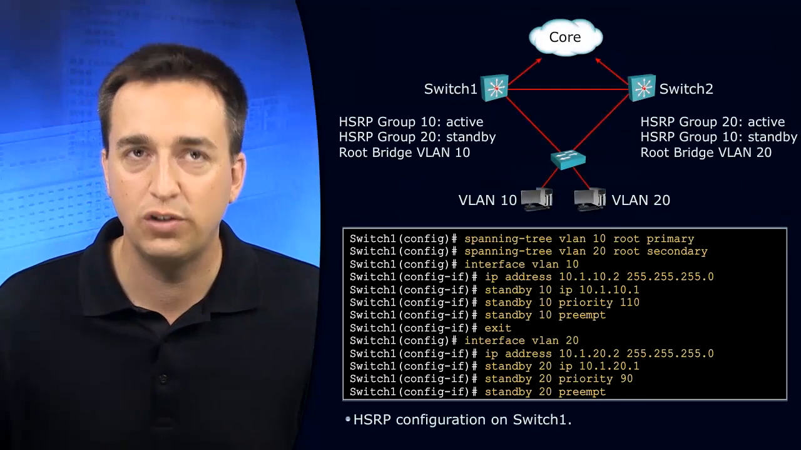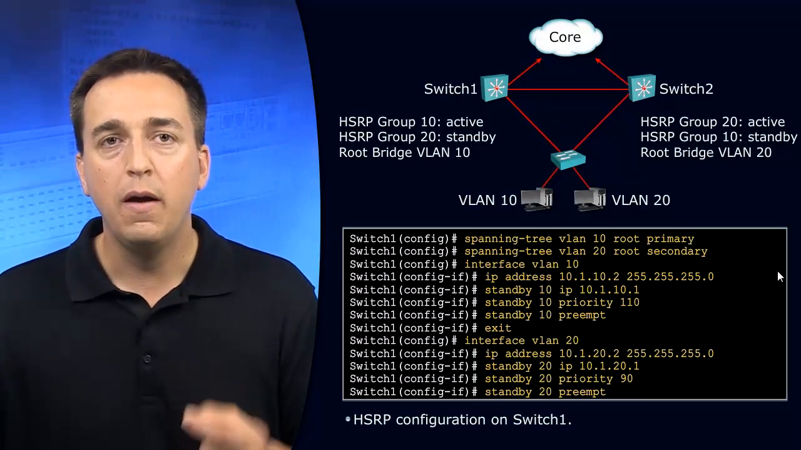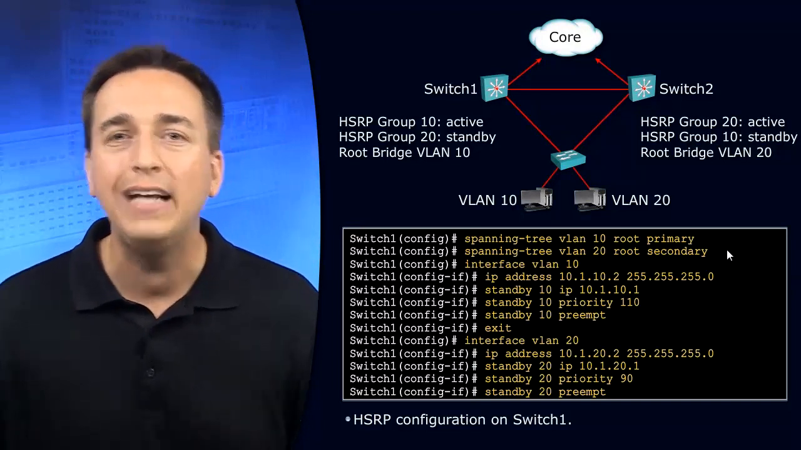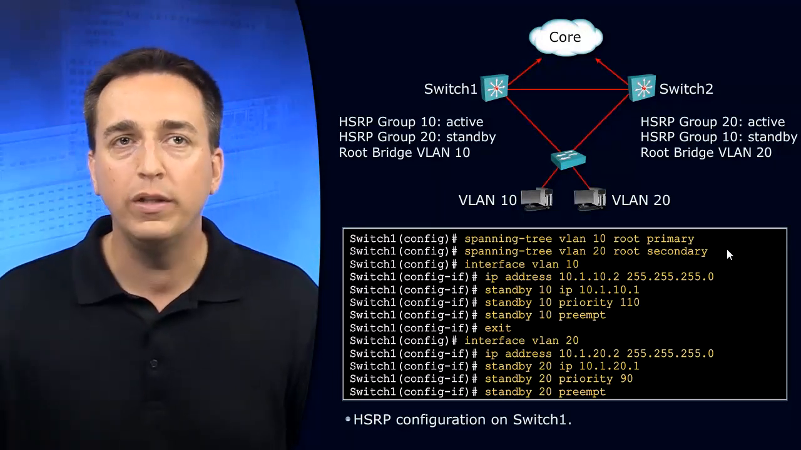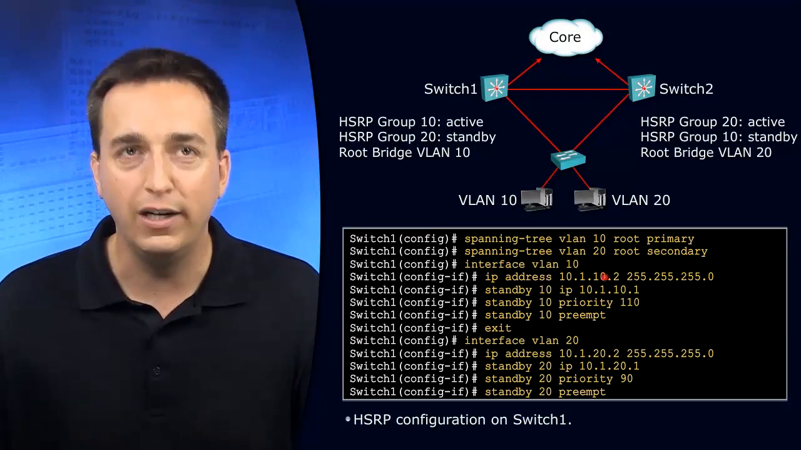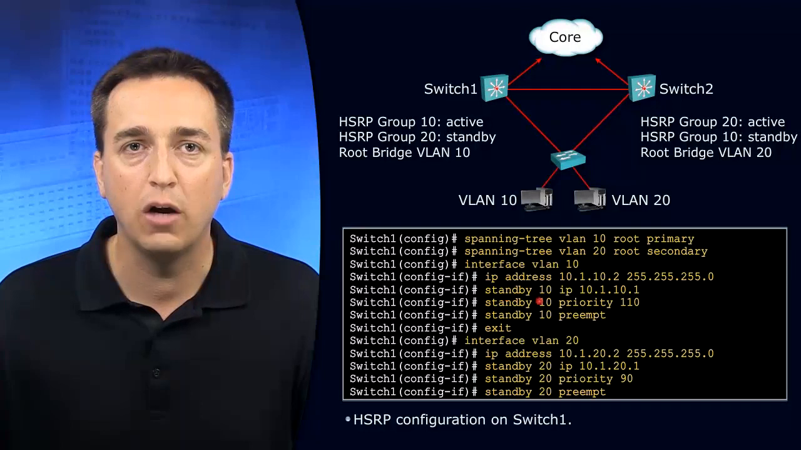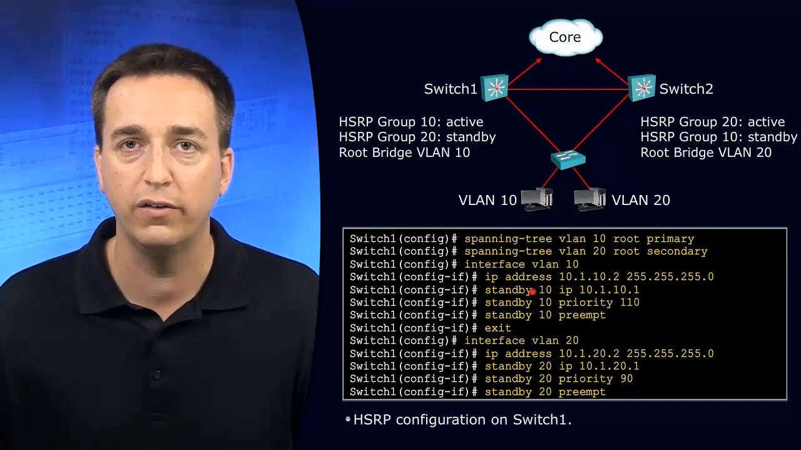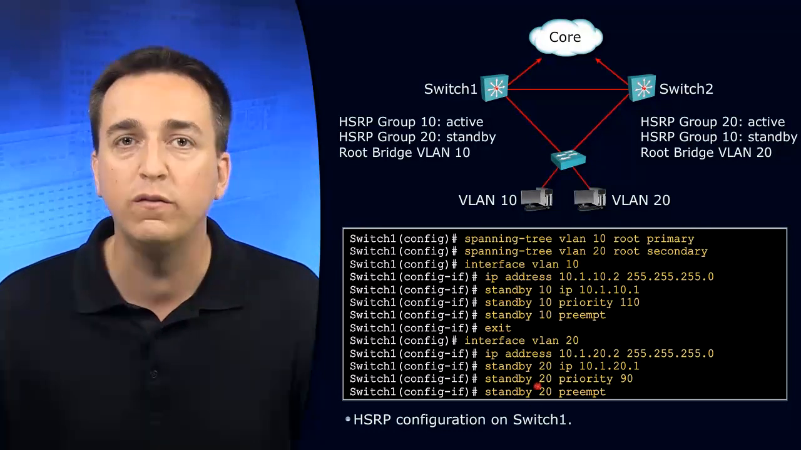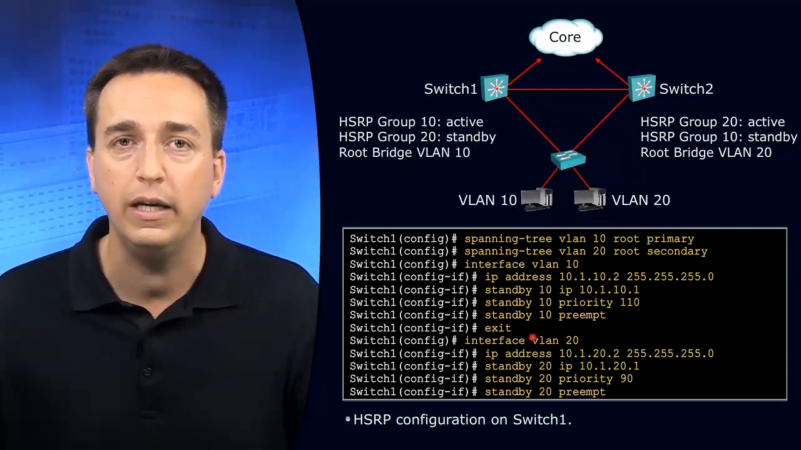How do we accomplish this? We accomplish it by creating multiple groups. This is known as multiple HSRP. So in this example, switch 1 is configured with 2 HSRP groups. We have HSRP group 10 here. The configuration is underneath interface VLAN 10. And we have group 20 configured under interface VLAN 20.